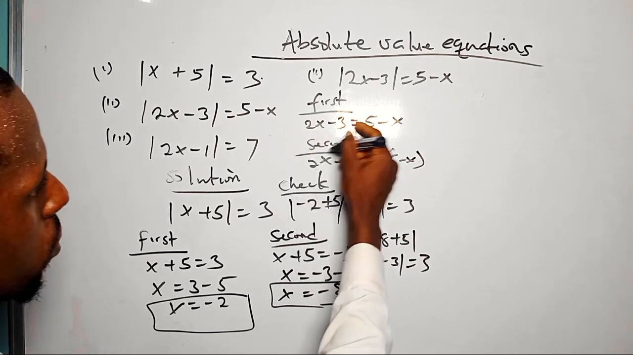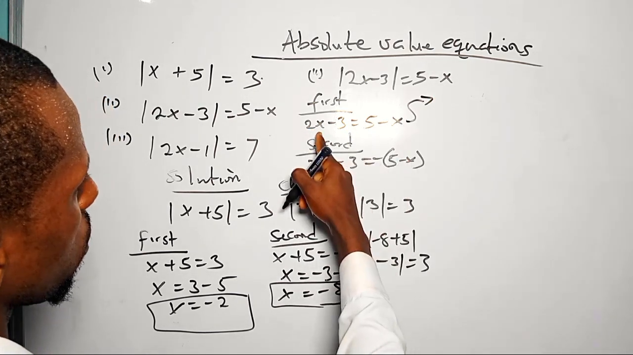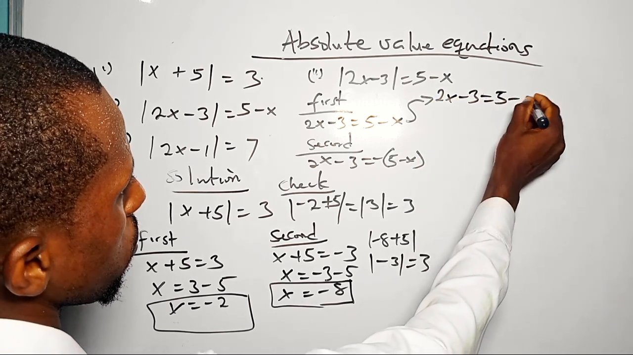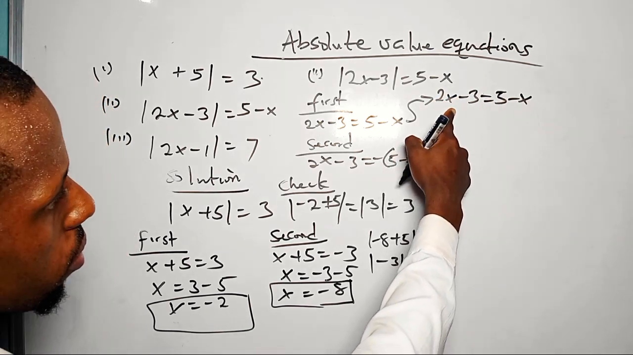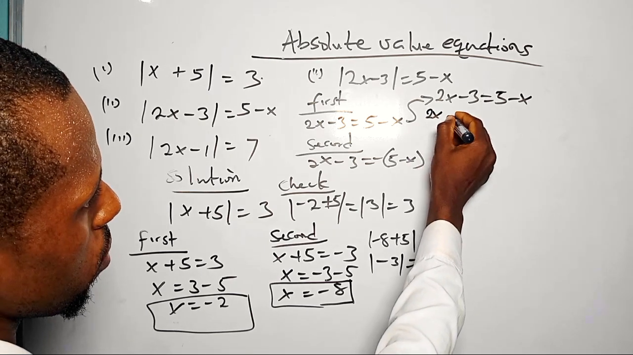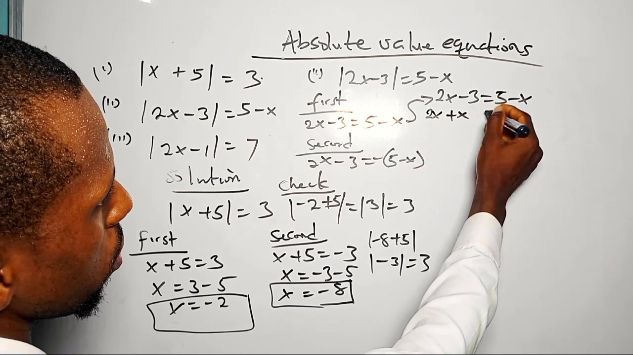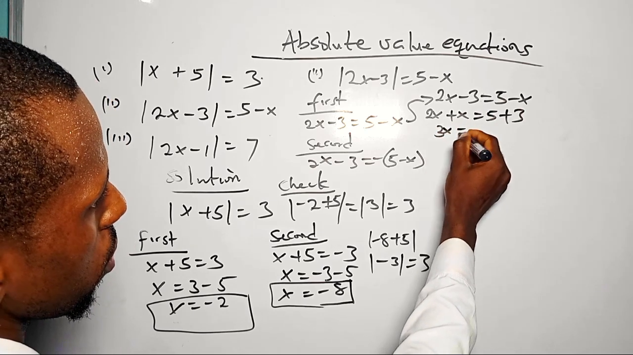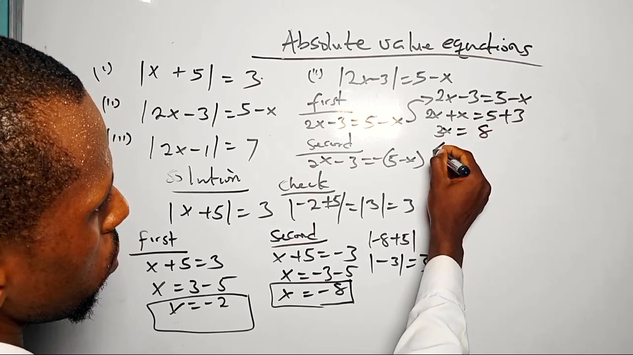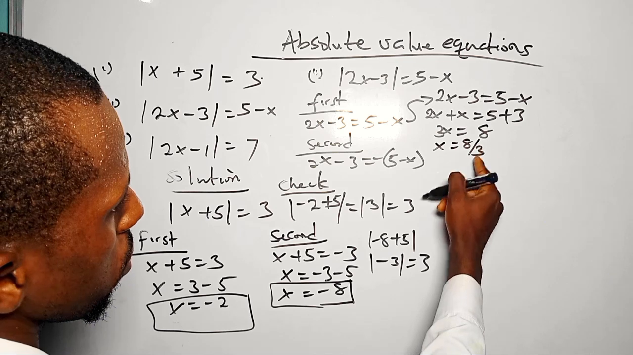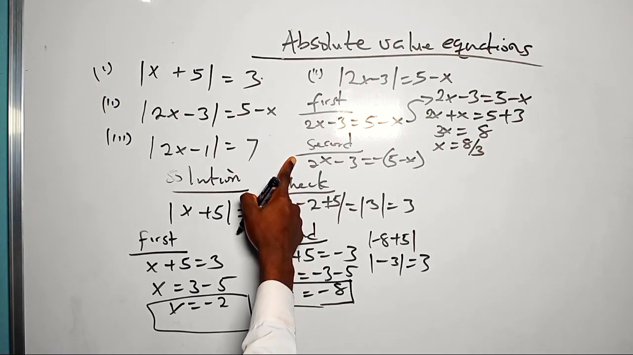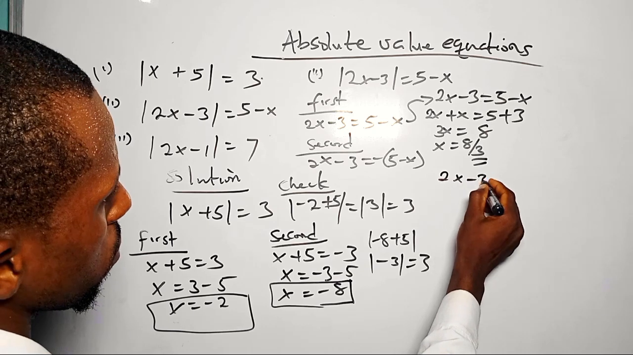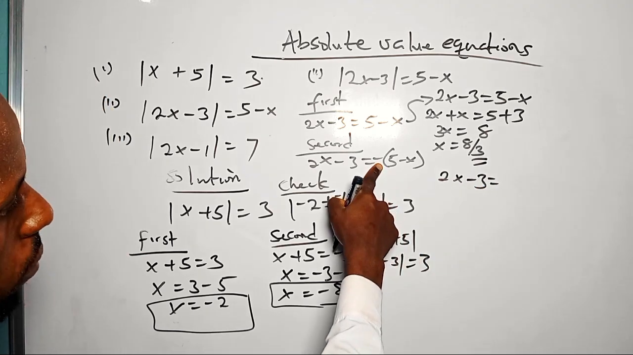So let's solve this. For 2x minus 3 equals 5 minus x, we collect the like terms. Here we have 2x plus x equals 5 plus 3. So here we have 3x equals 8, so the value of x equals 8 over 3. This is the first solution.